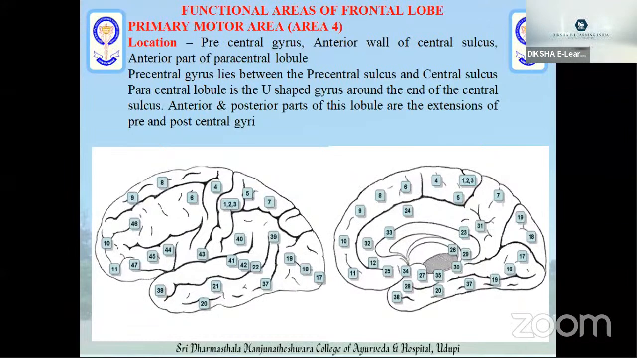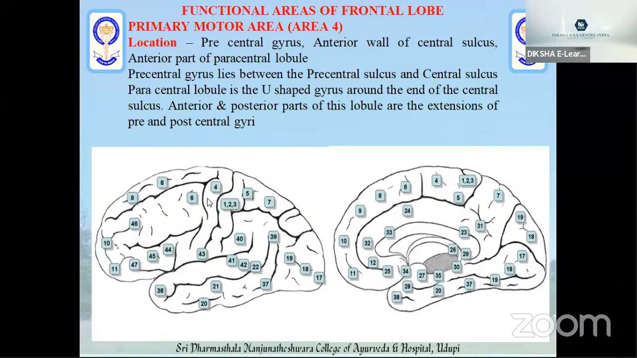Now, first let us discuss the functional areas of the frontal lobe of the cerebrum. First is the primary motor area. It is area number 4 in the diagram. It is located in the precentral gyrus, the anterior wall of the central sulcus, and the anterior part of the paracentral lobule.